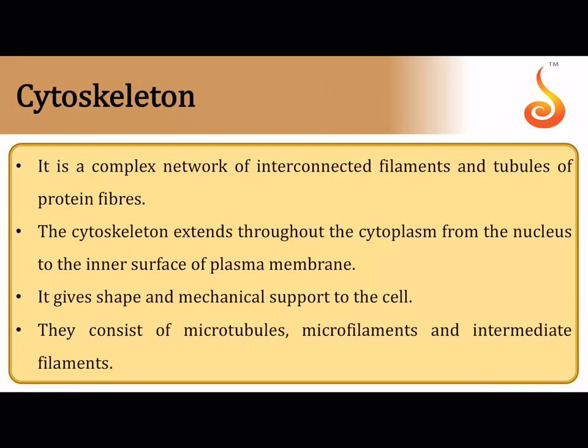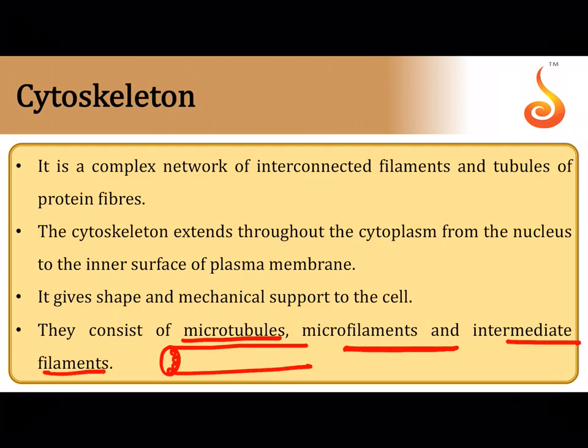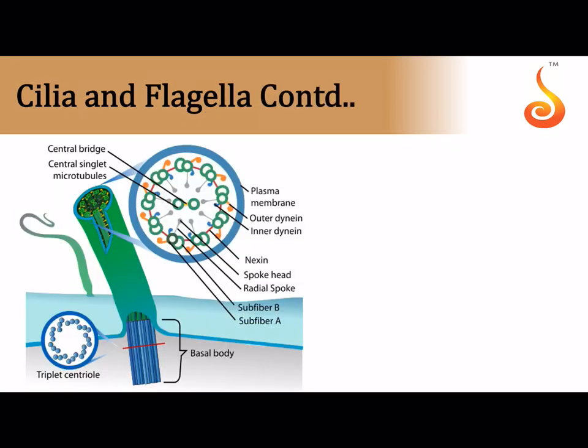Cytoskeleton is of two types. Basically there are microtubules, which are cylindrical and hollow, and their wall itself has individual units which are referred to as protofilaments. Then you have microfilaments, which have a very narrow diameter and are usually actin, and you have intermediate filaments, which are comparatively thicker than microfilaments but thinner than microtubules.